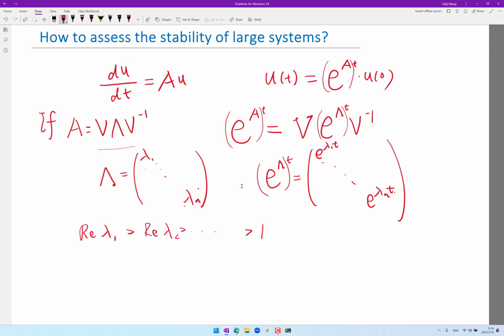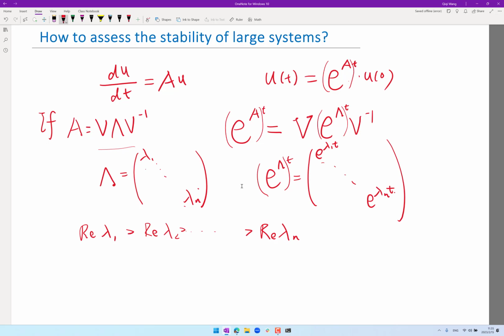Right? And here, of course, if A is a real matrix, and we're assuming all of them have distinct real parts, then all of them have to be real. But we are going to see we can generalize this to matrices that have both real and complex eigenvalues a little bit later.